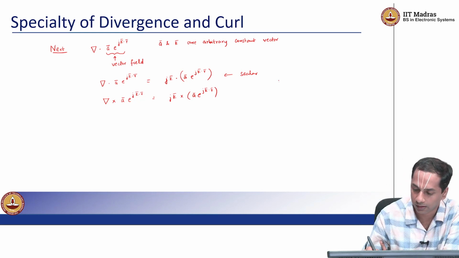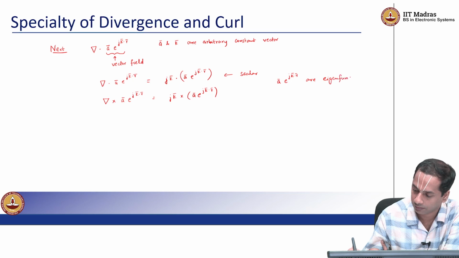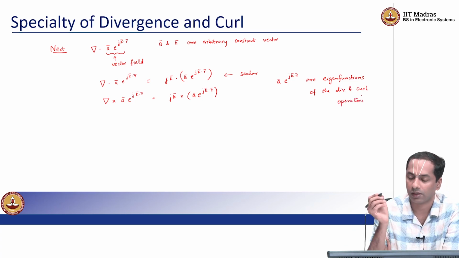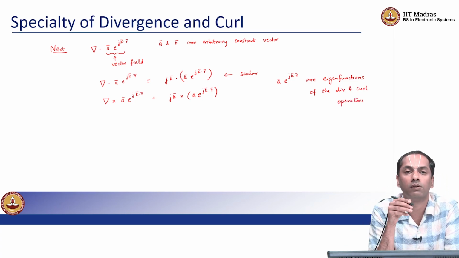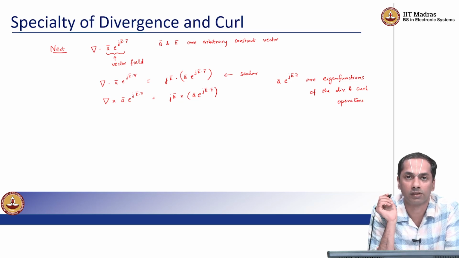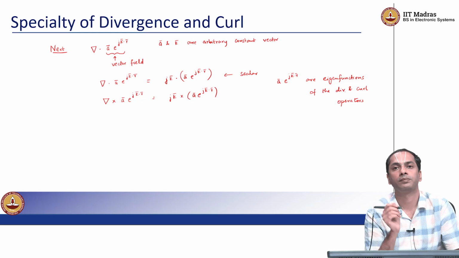So we can say that a e to the jk dot r are eigenfunctions of the divergence and curl operators, right. So we are able to convert divergences and curls into constants, right, on the right hand side.